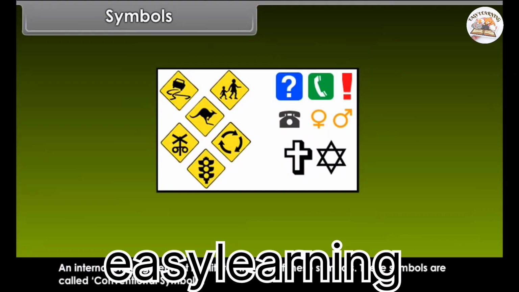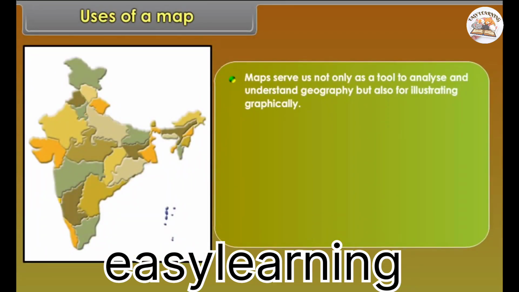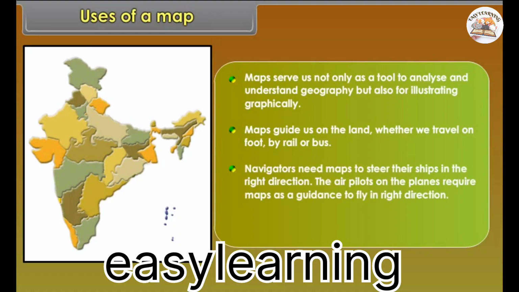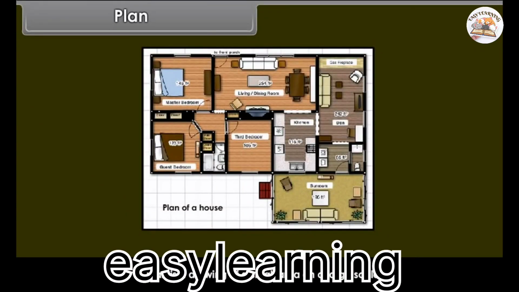Symbols. It is impossible to draw actual shape and size of different features like buildings, roads, trees, railway lines, or a well on a map. So, we use various symbols to show these features. With the help of these symbols, we can draw maps and read them easily. Maps have a universal language, a language that can be read by all. An international agreement facilitates the use of these symbols. These symbols are called conventional symbols.